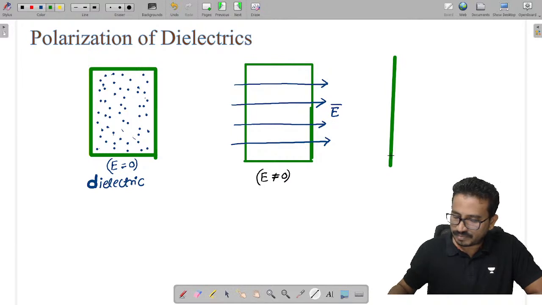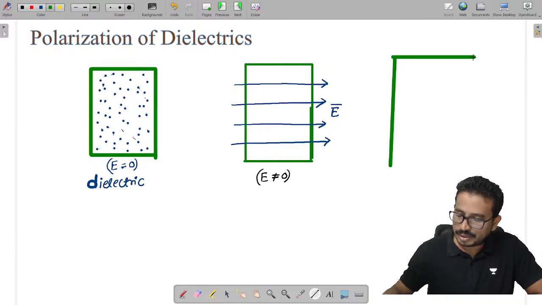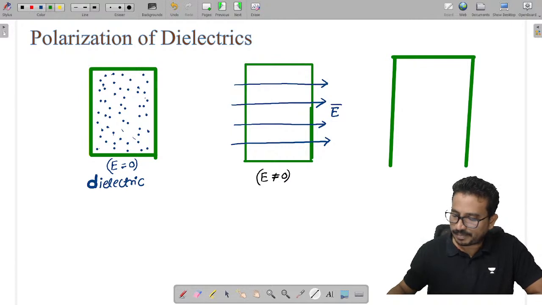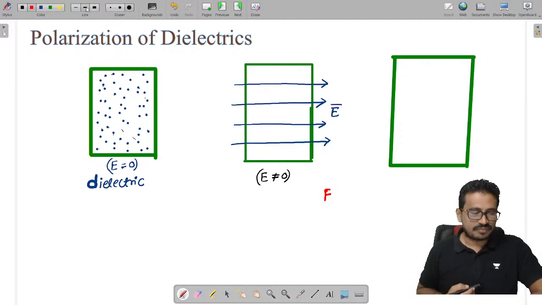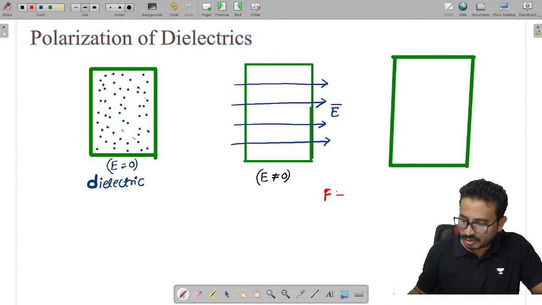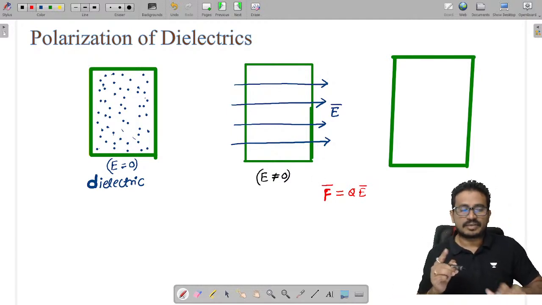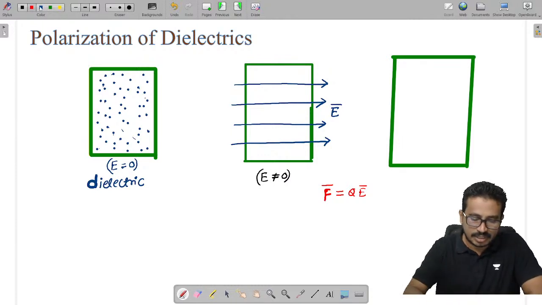Because of this force, we are going to see what happens. What is the force acting on the charges? F is equal to Q into E. The direction of the electric field and the force are both in the same direction.